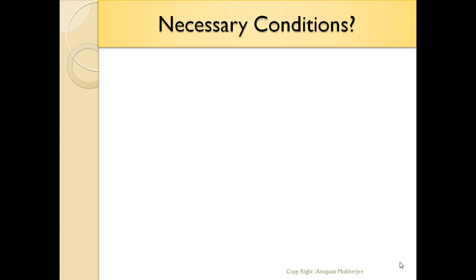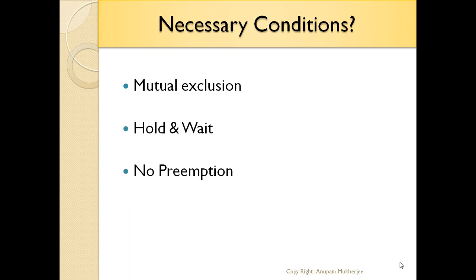Now, come to the point. The necessary conditions of deadlock. First one is mutual exclusion, then followed by hold and wait, then no preemption, and the last one is circular wait. Now, I will discuss one by one.